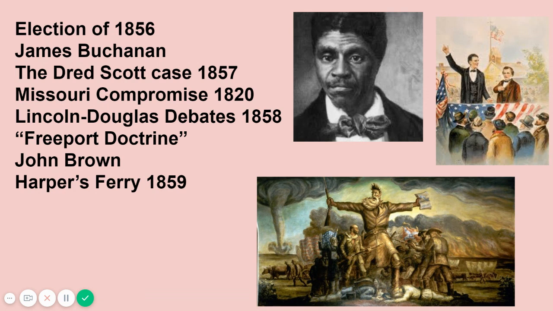1858. A leading candidate for the Senate, his name was Stephen Douglas, responsible for the Compromise of 1850. He's running for re-election for the state of Illinois, senator of Illinois. He's going to run against a new up-and-coming Republican by the name of Abraham Lincoln. And they're going to engage in a series of debates.